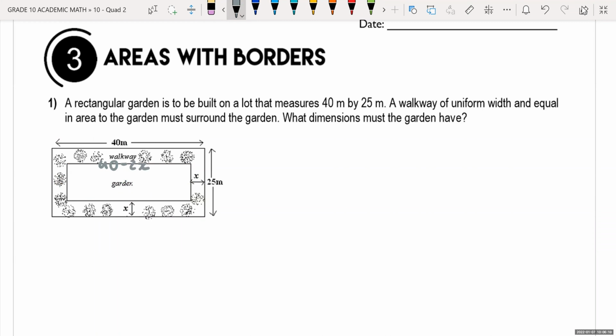Let's do the exact same thing now for the width. So if this width is 25 meters, and then we have an x on this side and an x on this side, can we figure out what this little width is going to be?